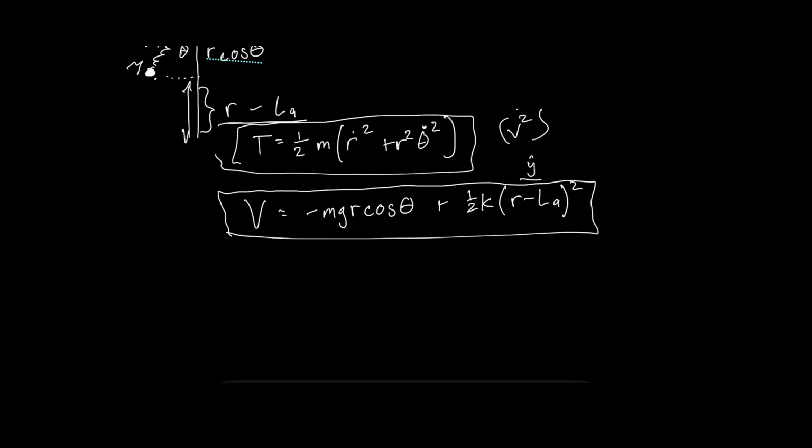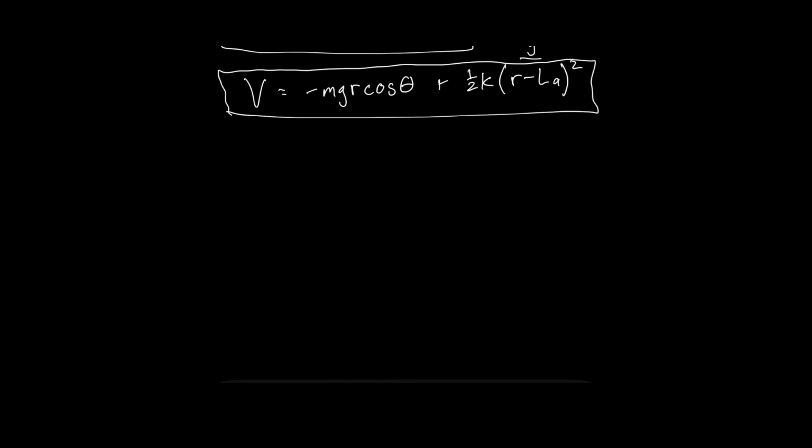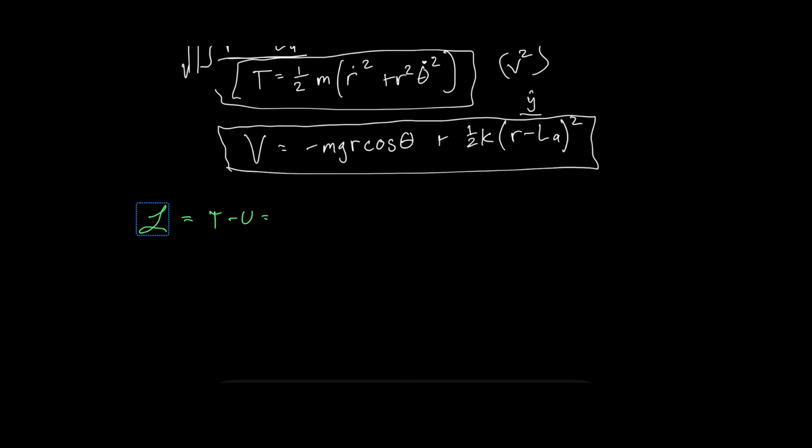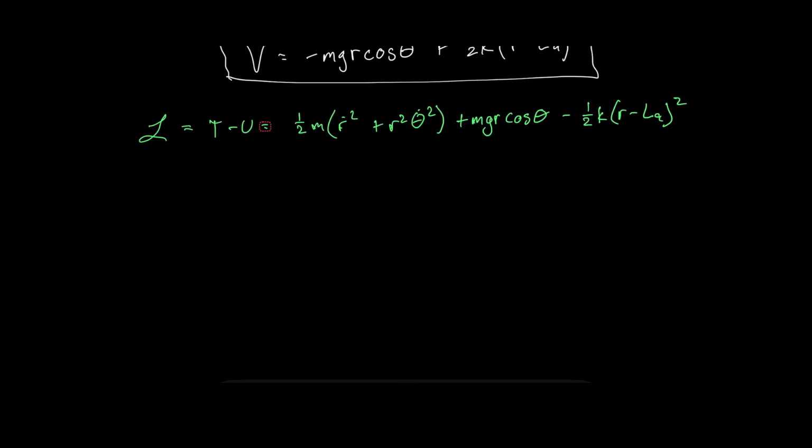And with that, we'll get straight into writing our Lagrangian. L equals T minus U, which is 1/2 m times r dot squared plus r squared theta dot squared, plus mg r cosine theta, minus 1/2 k times r minus L_A, squared. Okay, so that's our Lagrangian. Let's put a box around that, so it's important.